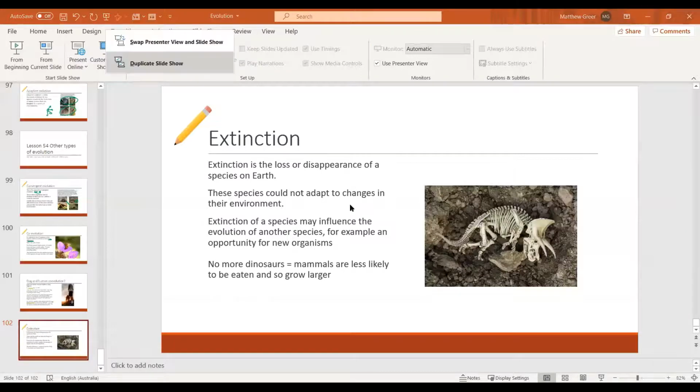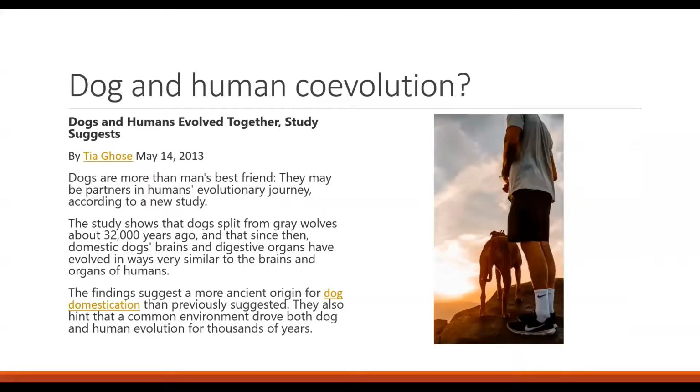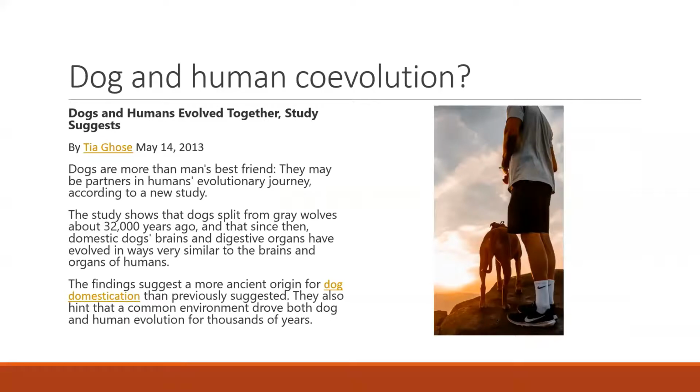So the idea is that dogs and humans evolved at the same time. This is definitely a Control C, Control V job, mostly because I was running out of time. I was going to do a quick little thing, but this is just taken straight from this article. Essentially, in 2013-14, a couple of studies went out that said that dogs evolved at the same time as humans.